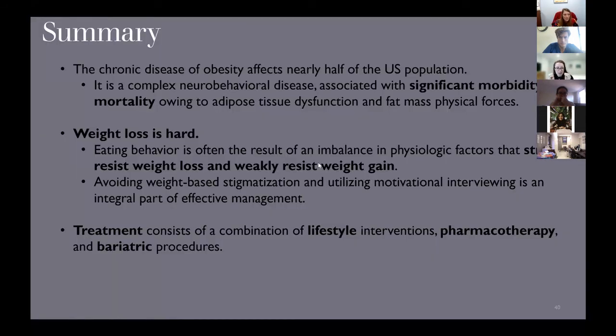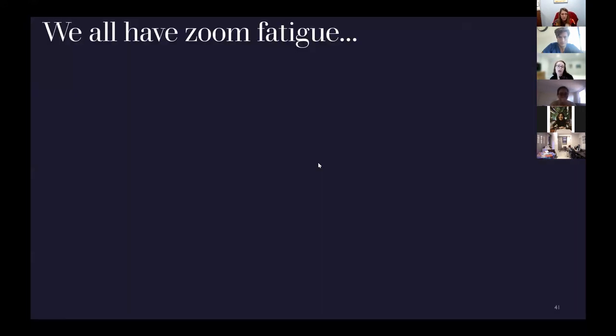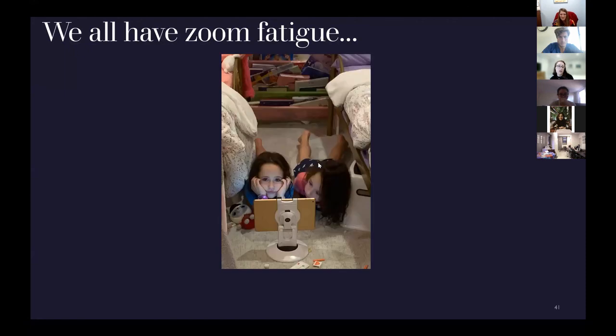Okay, guys, this is the summary, and I hope that you learned something. I know that it's a hard disease, and it can be kind of a boring disease, but it is really, really important. And I'm sorry that we're on Zoom. We all have Zoom fatigue. These are 2 of my daughters. We're all over it. And so I really appreciate your time and attention. I know it's not easy. So let me know if you have any questions.